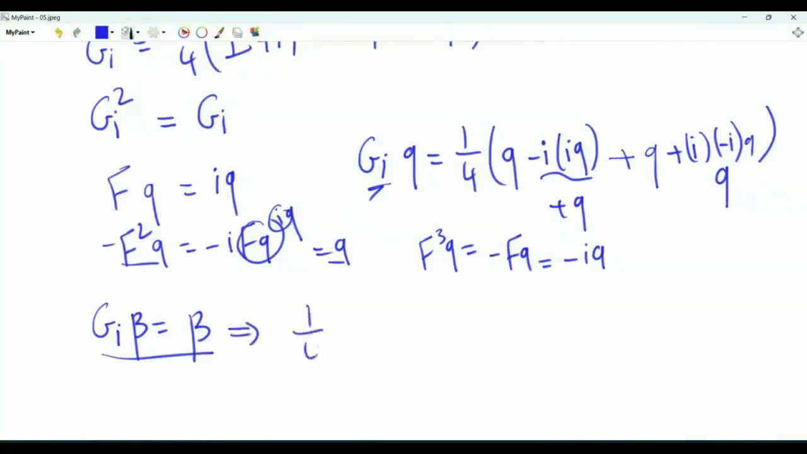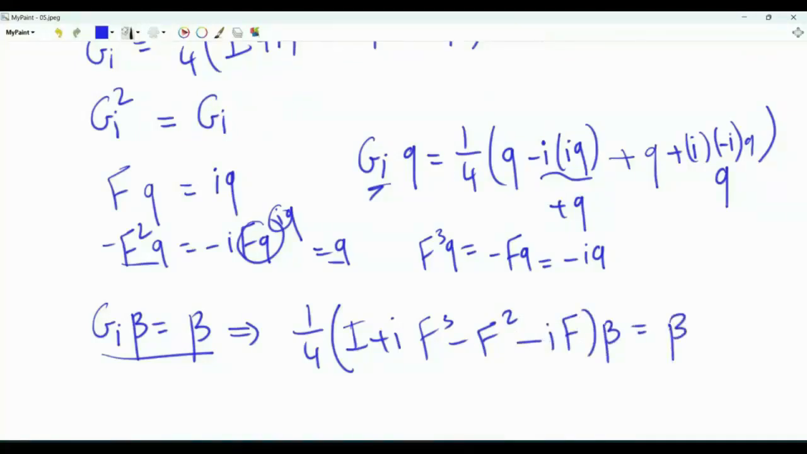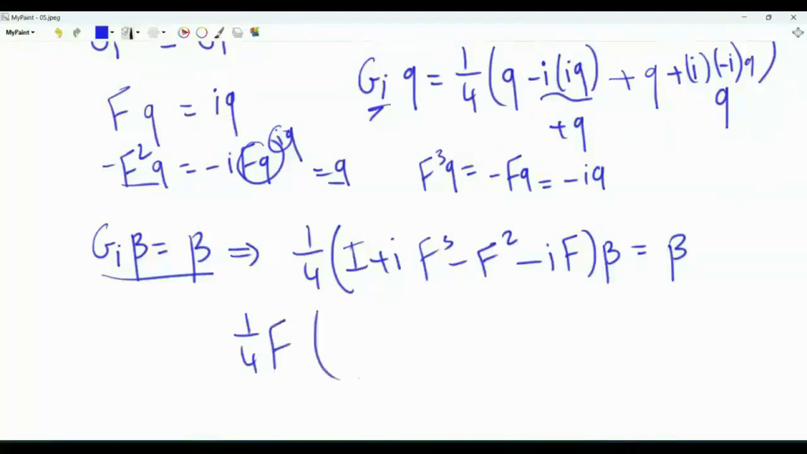Write Gi as a sum, so this is 1/4, and then we have identity plus I, F cubed minus F squared minus IF times beta is equal to beta. Take F as a common factor to the left. We need to get identity, so here we put the inverse, which is F Hermitian, or we can write it as F cubed plus I. And then here we have F cubed, so we need here F squared.